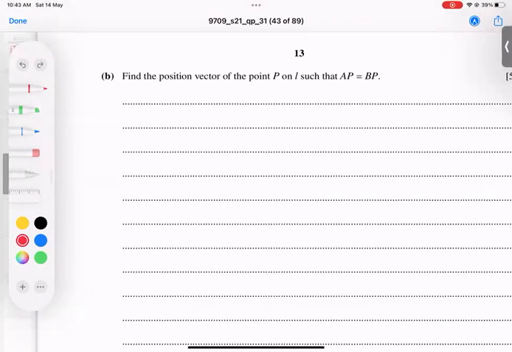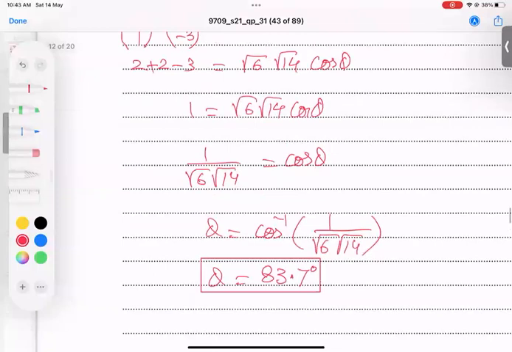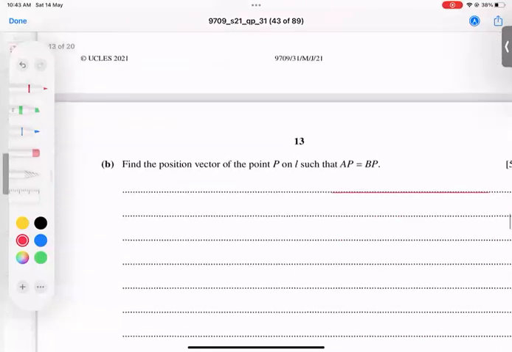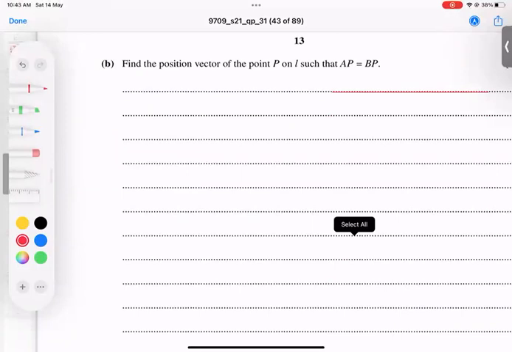The next part is a very interesting part: find the position vector of P such that P lies on line L. He mentioned here, on line L. First of all, such that AP, the distance between AP and BP, equals each other. So how can we do it? Suppose this is line AB. This is a line. Okay, let me have a look. What angle did we get? 83.7. Okay, 83.7. All right.